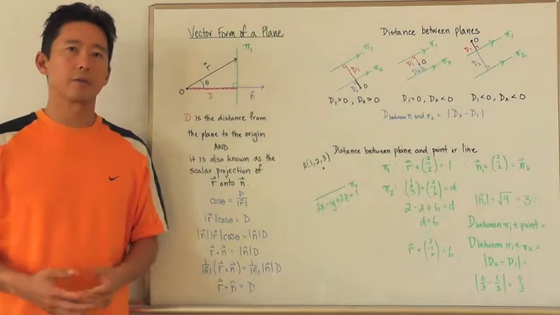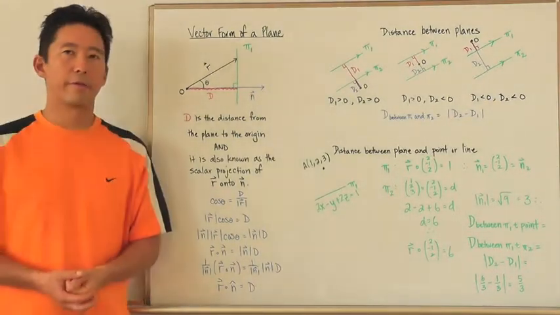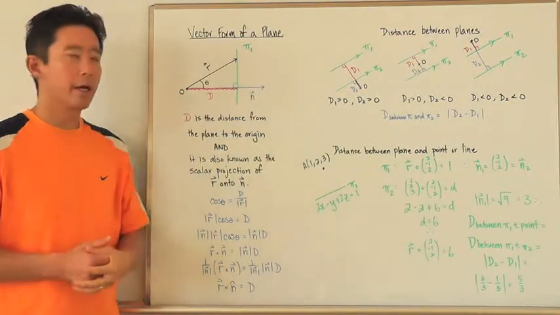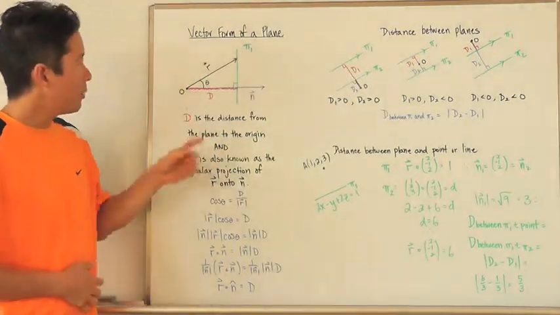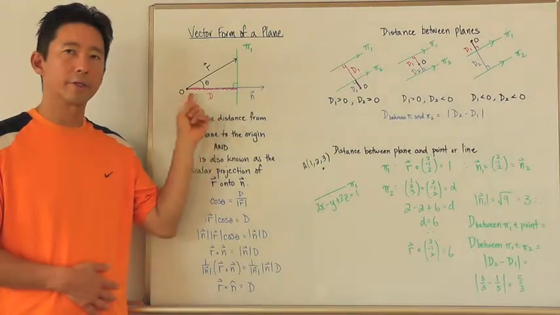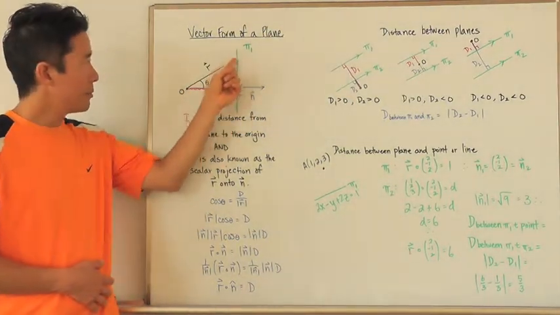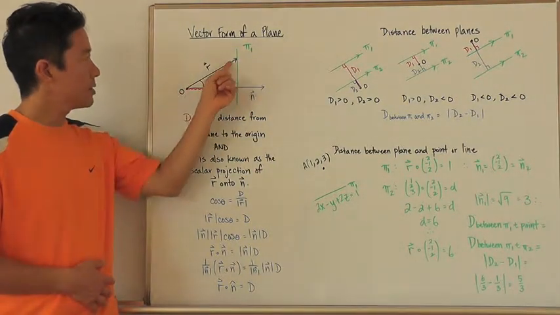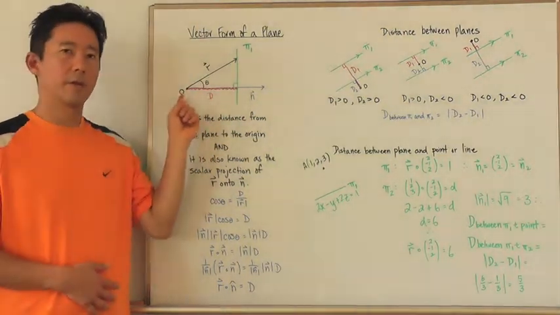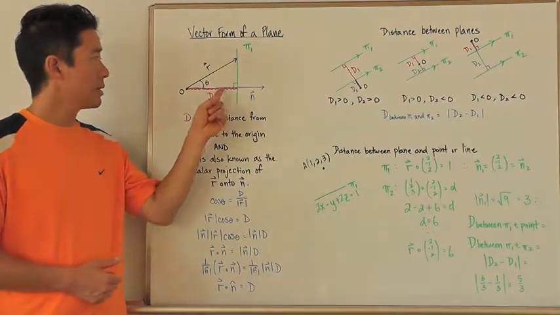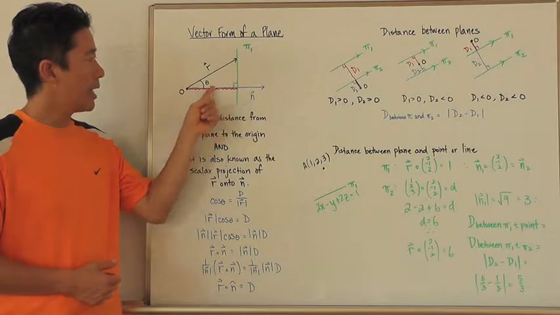Hello everyone, let's go ahead and take a look at the vector form of a plane. Now we're going to use this setup here to derive that vector form. What we have here is the origin, the normal vector to the plane, which is represented by this green line, and also the resultant vector, which is of course any vector that points to the plane and starts at the origin.